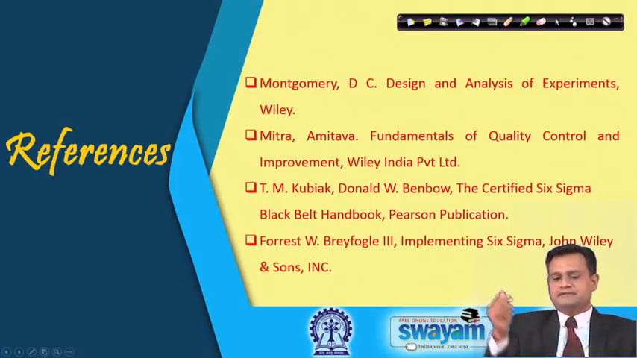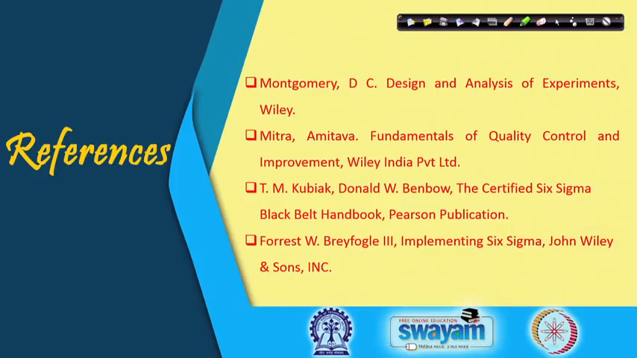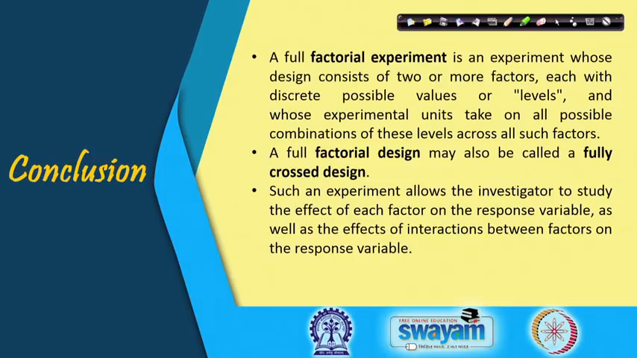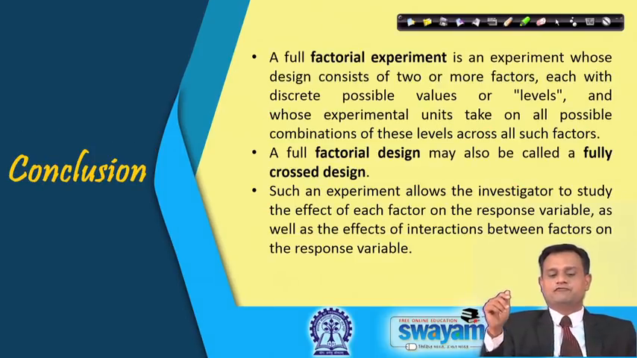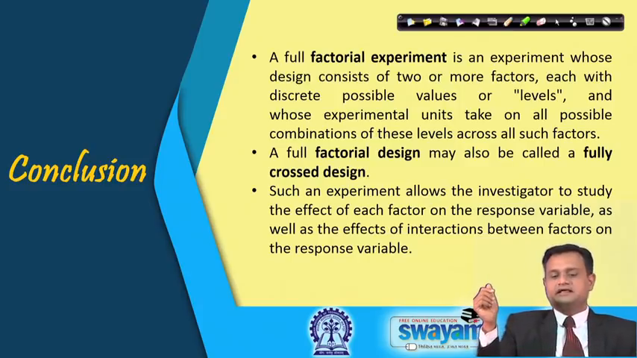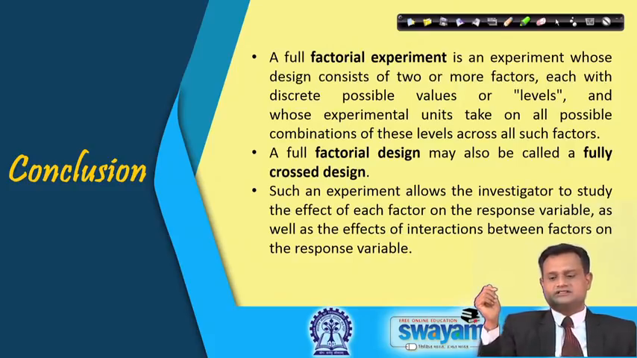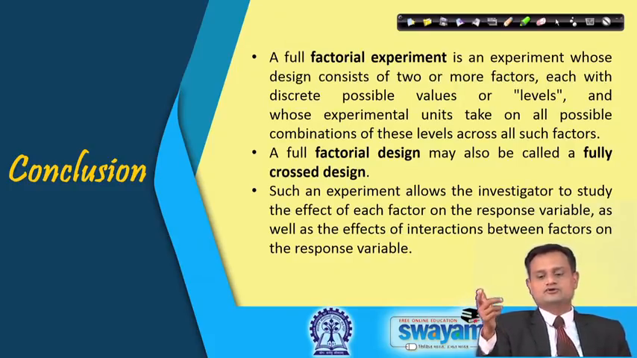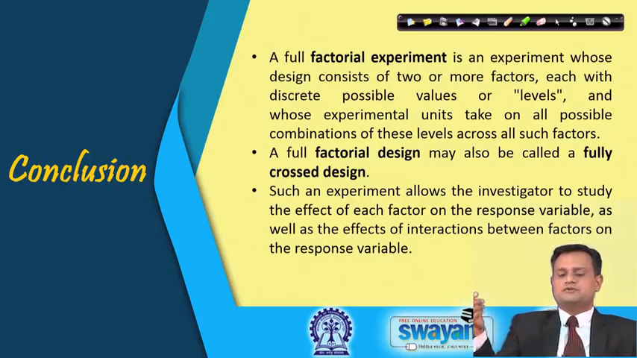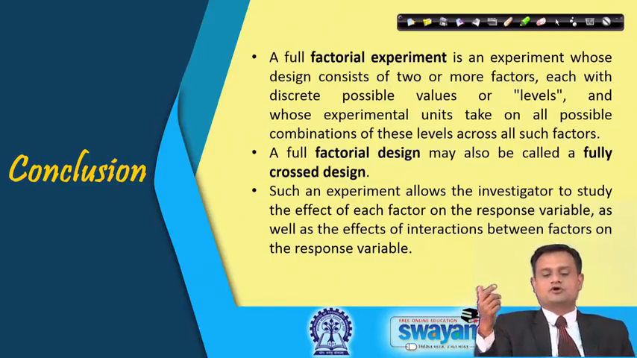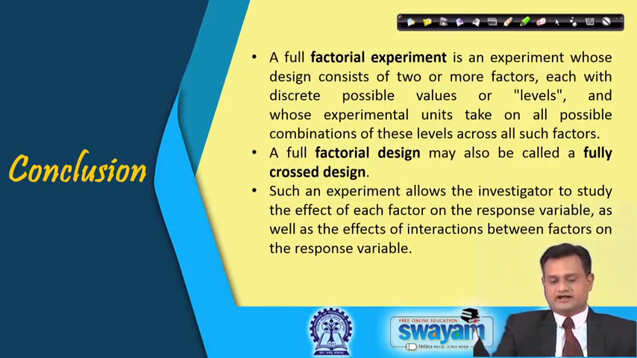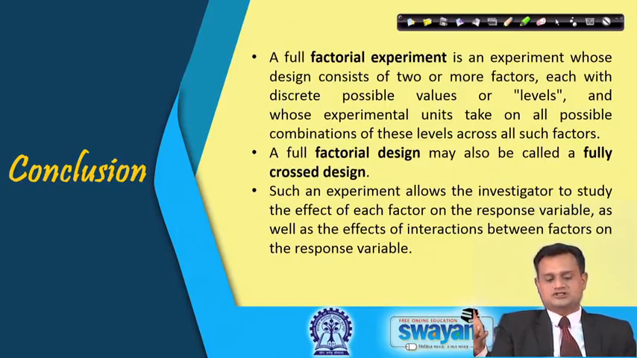So I am mainly referring to Montgomery DC. You can also refer to this particular book, and the conclusion is that a full factorial or factorial experiment is an experiment whose design consists of two or more factors with discrete possible values or levels, and experimental units take on all possible combinations of these levels across all such factors. So this is called a fully crossed design, and this helps the investigator to study the effect of each factor on the response as well as the interaction effect.